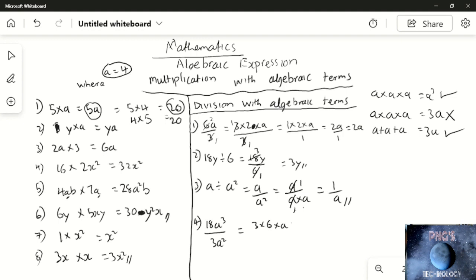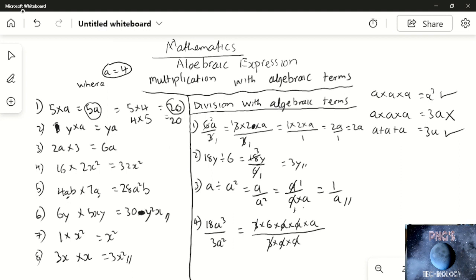So a cubed is what? a times a times a. Remember we did a times a times a is a cubed, right? So we can note this a cubed as a times a times a, all over 3 times a times a, because a is appearing twice. Now we can say this one killed this one, this one killed this one. That's what we say here in Nigeria, okay?